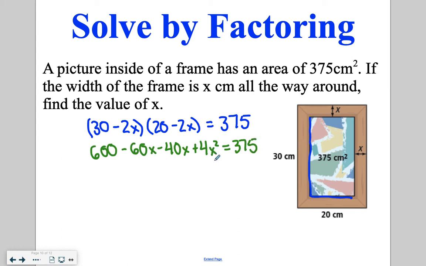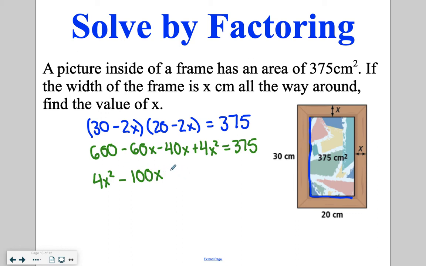Now, this looks a little backwards compared to what we usually have because usually the x squared is in front. So while I'm combining terms, I'm also going to rearrange. So I'm going to put this 4x squared in the front. It's positive. And then I've got negative 60x and negative 40x, which gives me negative 100x.